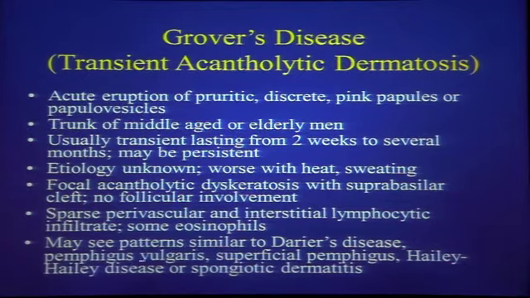You can see some patterns that look like pemphigus vulgaris or superficial pemphigus or Hailey-Hailey or even spongiotic dermatitis under the microscope. Here's a classic clinical picture of a patient with Grover's disease, an older man with these itchy, scaly, crusted papules on the trunk and extremities. These usually get sent in to us as rule-out bug bites or folliculitis, something like that.